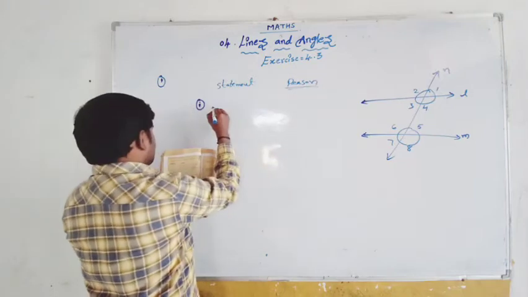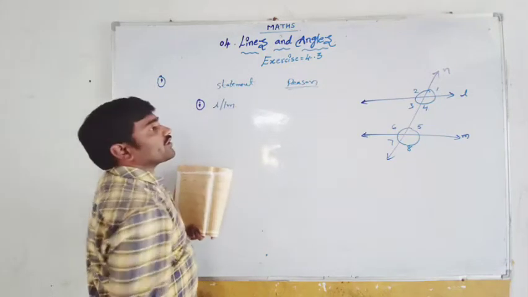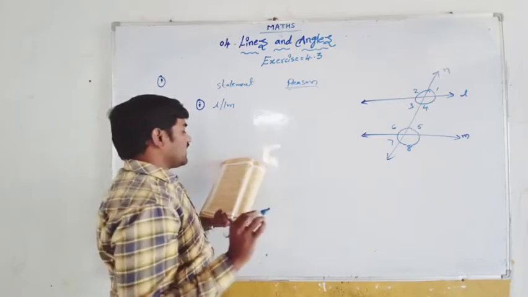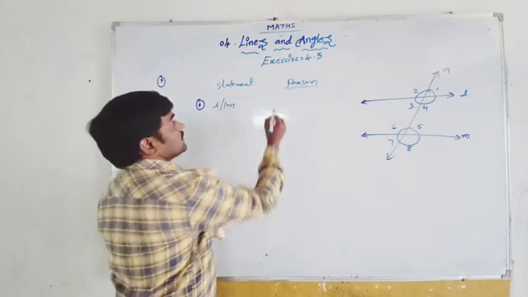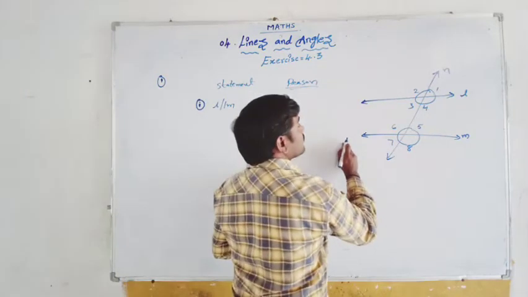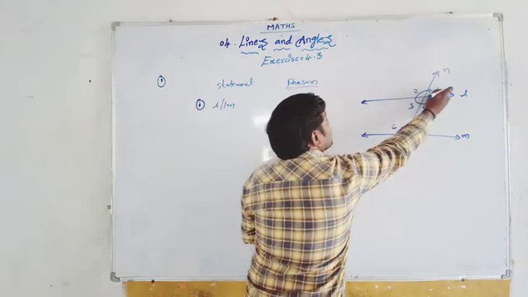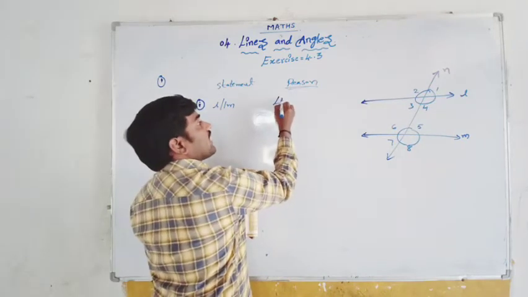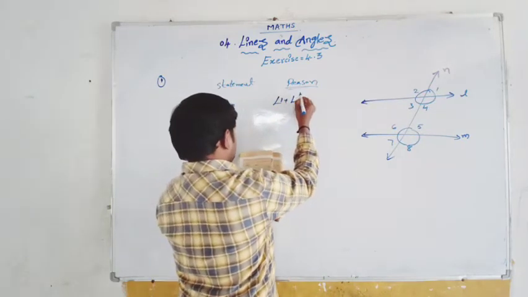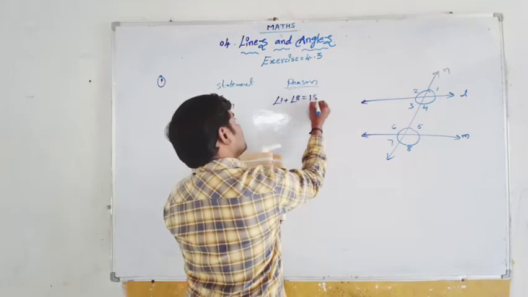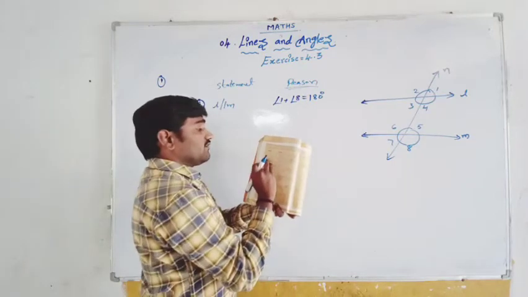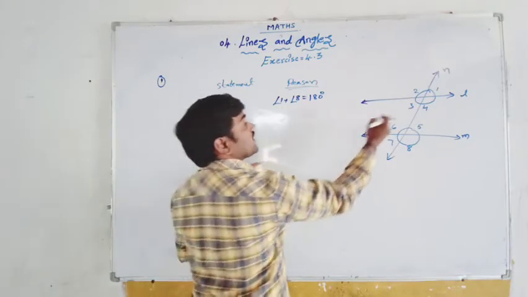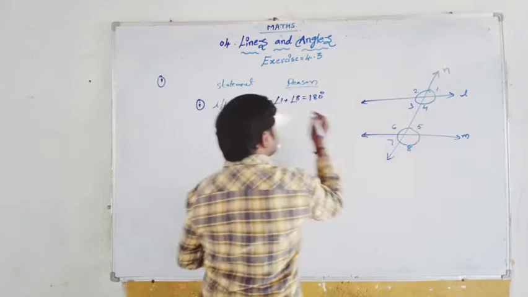The first statement is that L is parallel to M. How can you say L is parallel to M? Here L is parallel to M because if you take any two angles, here angle 1 plus angle 8, you will get 180 degrees. So here angle 1 plus angle 8 is equal to 180 degrees. This is what is given in the fourth question only. The same thing, that's what I am taking. So here, sum of two exterior angles of the same side of the transversal.